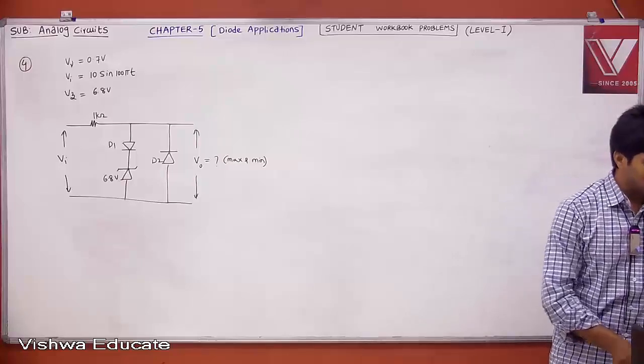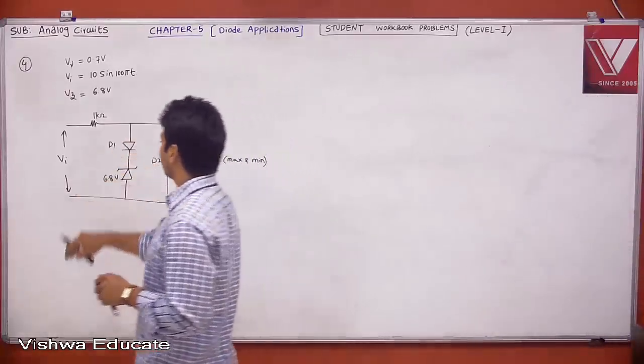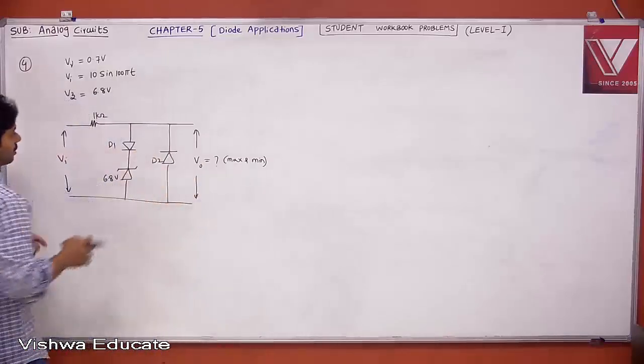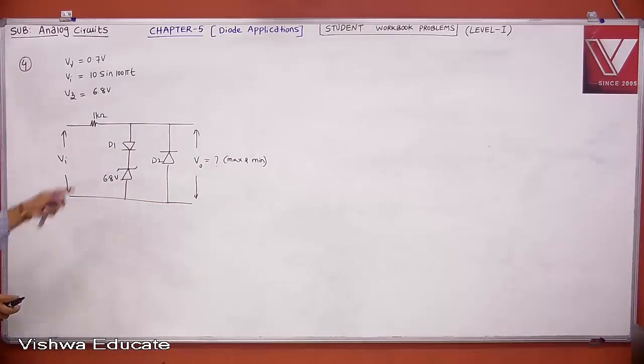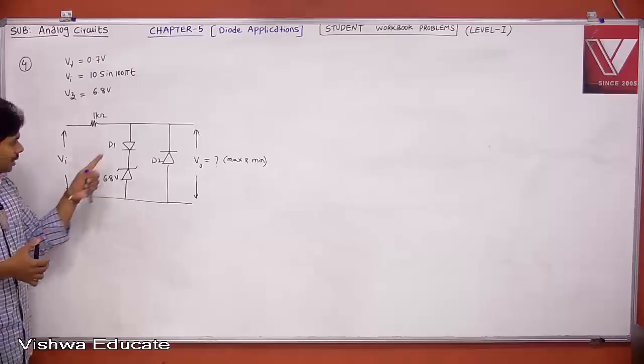We will get the transfer curve, then we will apply the actual input, and then obviously we will get max and min. Don't bother what type of input you have. If you get the transfer curve, then the problem is over. And these are not ideal diodes, these are all practical diodes. Now if you observe clearly, using common sense, no need to open and do it.